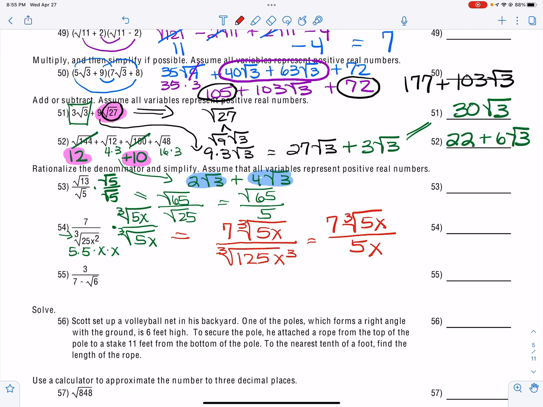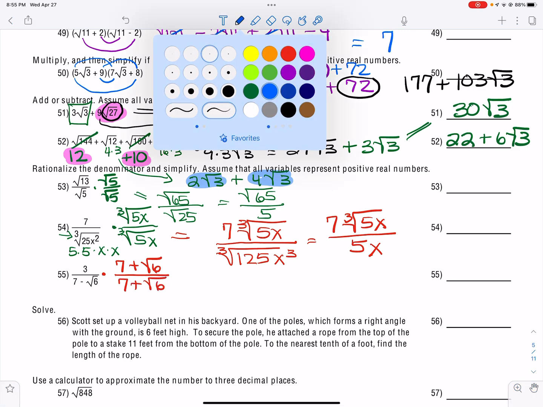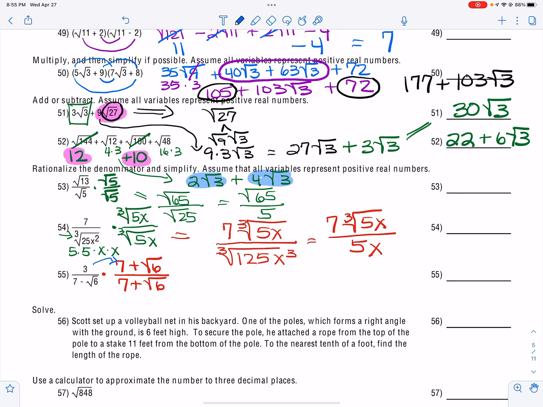Now for the last one, we have to multiply by the conjugate. And remember, the conjugate is the same terms with the opposite sign in the middle. So we are going to multiply by 7 plus square root of 6 over 7 plus square root of 6. And so I'm just going to distribute on the top. So that gives me 21 plus 3 radical 6.